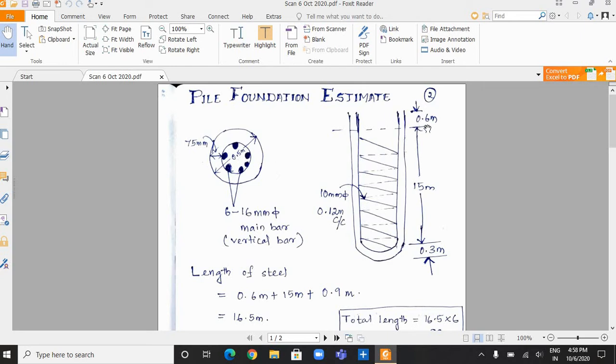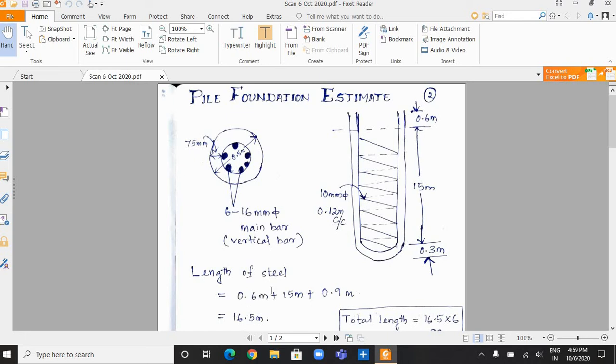This length is 0.6 meter. This length is 15 meter. And this is again the length of clear cover. Here concrete is filled and this length is 0.3 meter. Here you can see the spirals. The spirals are provided with 10 mm diameter and 0.12 meter center to center spacing.